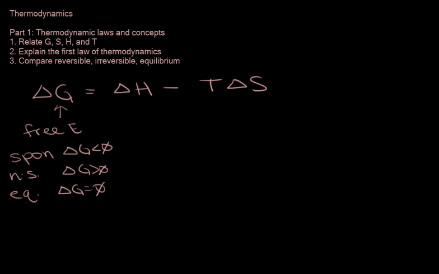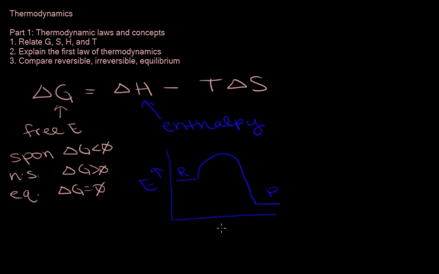Okay. Next up, delta H. This is the enthalpy. This is the heat of the reaction. And if you remember back to reaction coordinate diagrams, where you have a reaction occurring, and we've got the reactants and the products and the energy, which increases this way, and the reaction coordinate, which increases this way, the delta H is this distance. It's the distance between the products and the reactants.